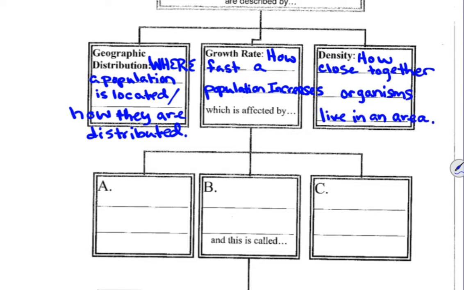So density is really a measure of how close together the organisms are living. All right, how close together organisms are living in an area. That's density. And the more formal definition, how many in a defined amount of space. But we're going to use this definition. Really what it's a measure of is how close.